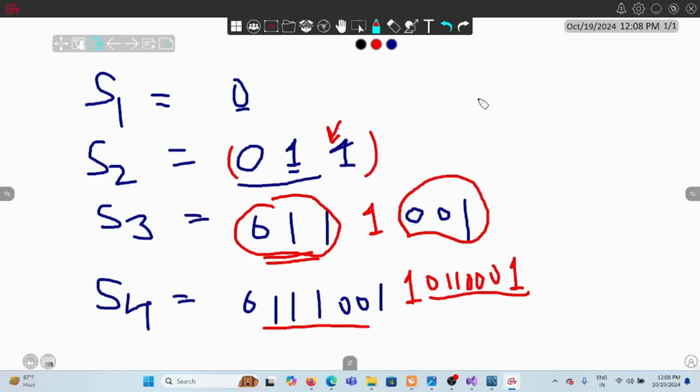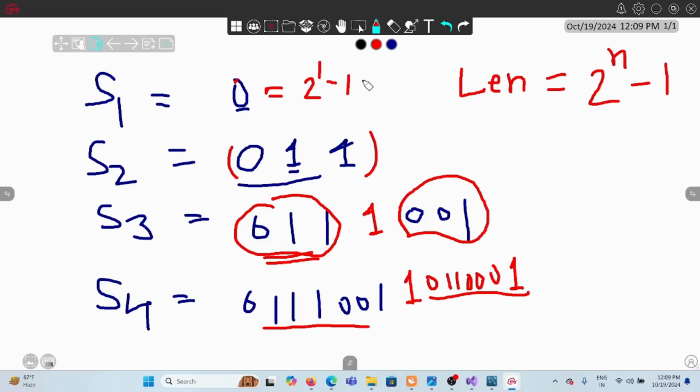So you can observe the length of any string. If n is, let's say, we want to get the nth string size, what would it be? It would be 2 to the power n minus 1. You can observe it clearly, right? So if we want to find the length of this string, n is 1, so 2 to the power 1 minus 1, which is equal to 1. So this is the length of it.